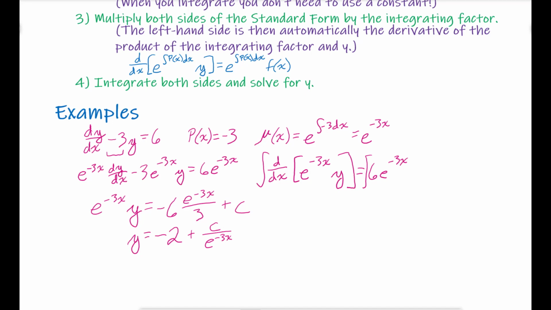Now, dividing by e to the negative 3x is the same as multiplying by e to the 3x. So we can also rewrite this in a little bit nicer form by writing it as negative 2 plus ce to the 3x power. Remember, taking the negative in an exponent just moves it back and forth between the numerator and denominator. And this is the solution to our linear differential equation.